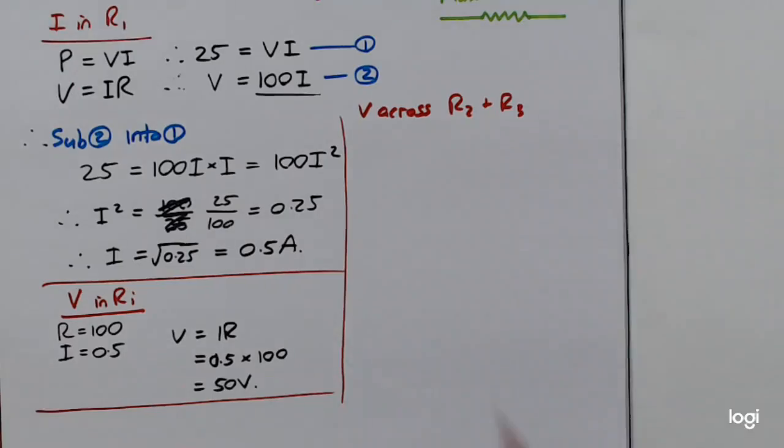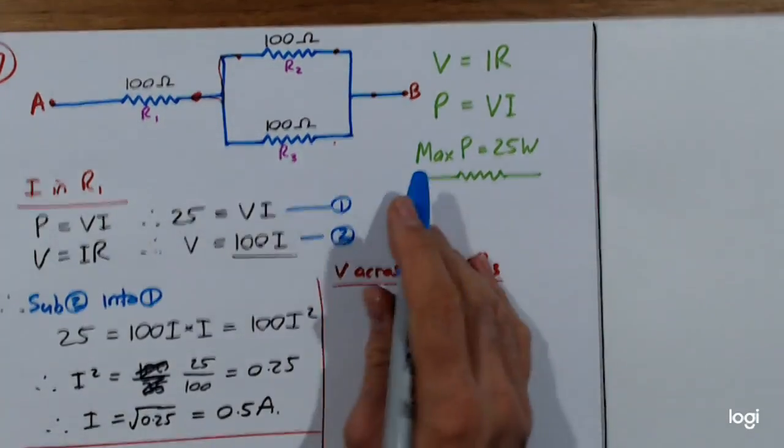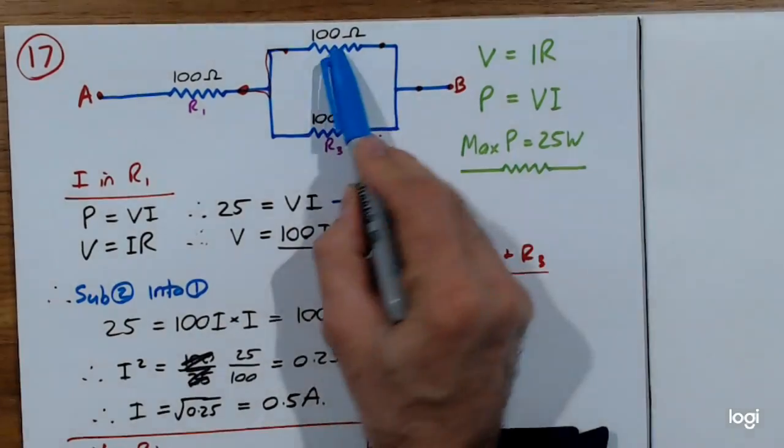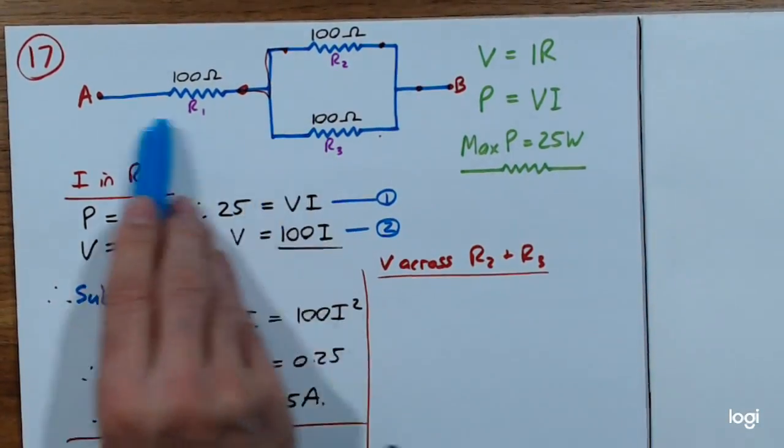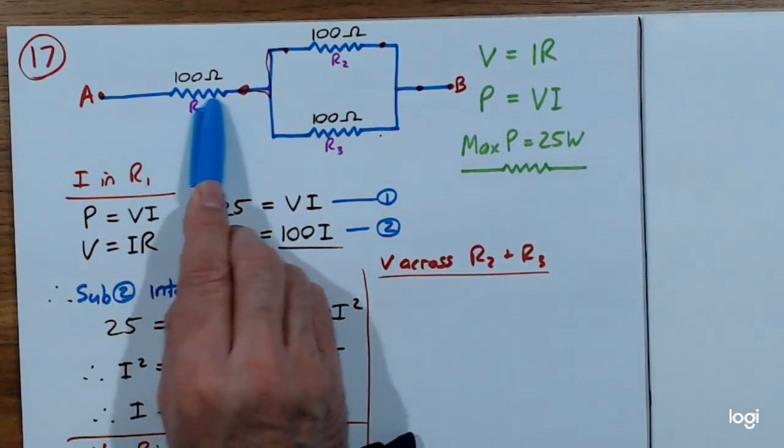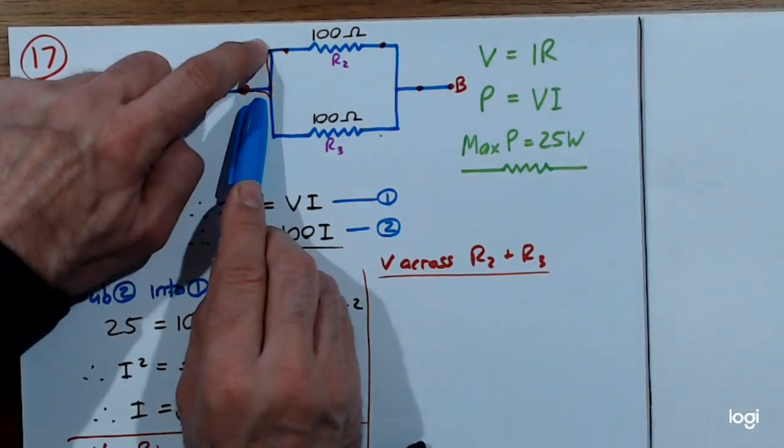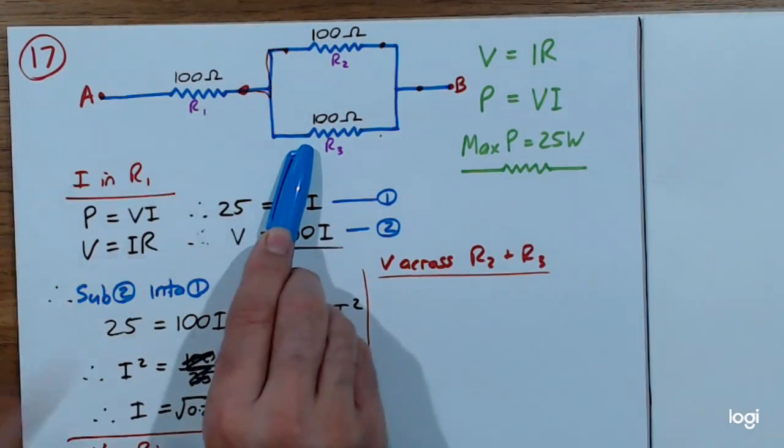Okay. Find the voltage across these guys. Now the current through there will be halved. They are equal, they're 100 ohms each. We've got half an amp coming through here, and exactly half of that is going to go through there, and half of that is going to go through there.